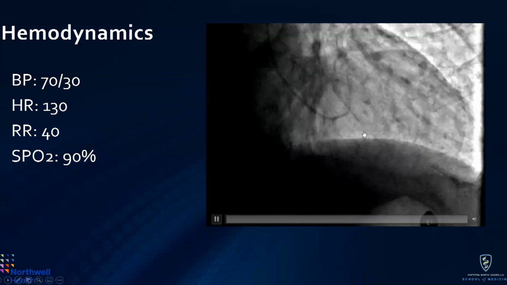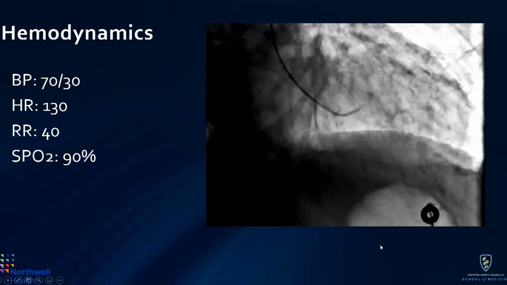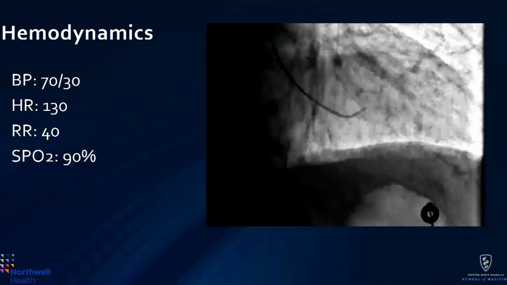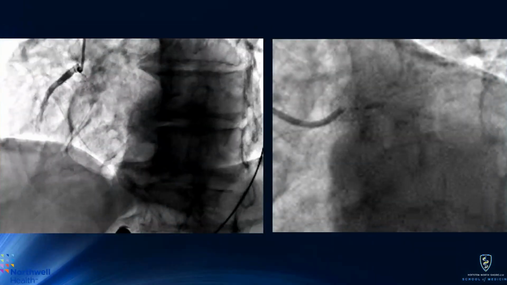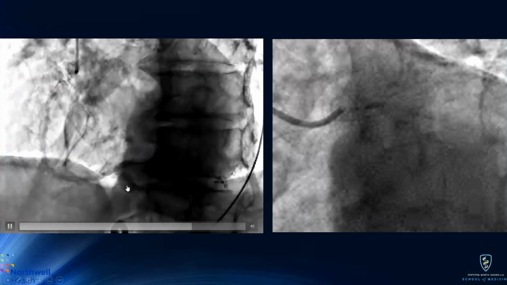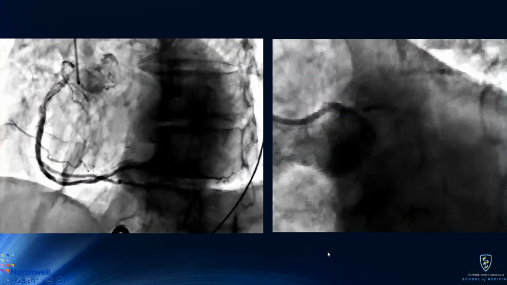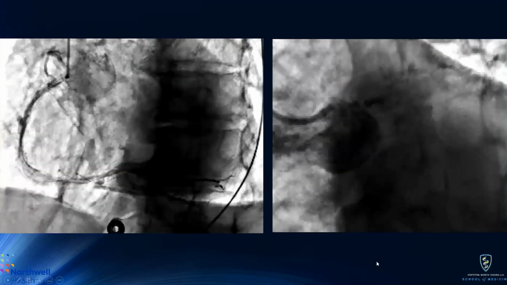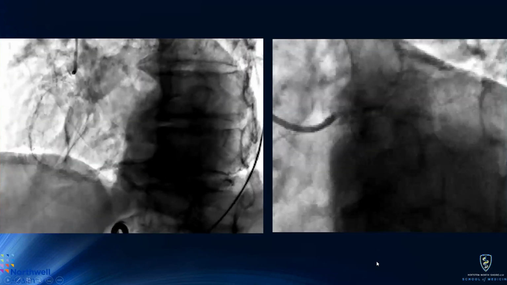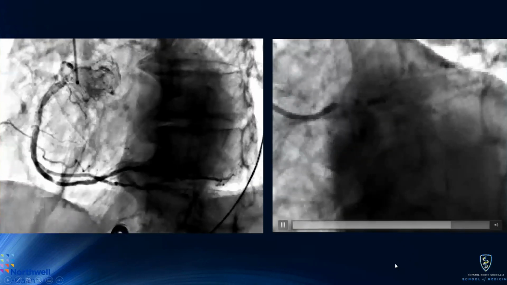We went in and did a quick EDP and a quick ventriculogram, and we can see here clearly the EF is down. The EDP, like I said, was in the 40s, very elevated. You can see here he has an RCA that has some disease, but overall not significantly closed. Apologize for the grainy picture, but I had to zoom in here just so you could see. This is a shot of the left main, and you can see here the left main is completely occluded.